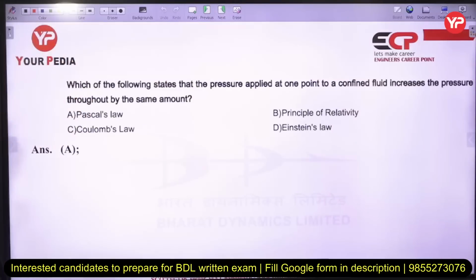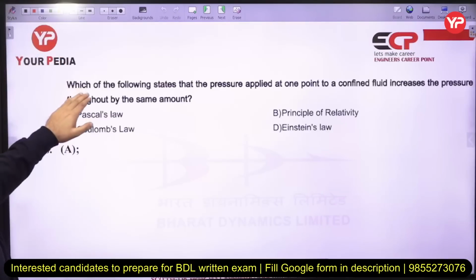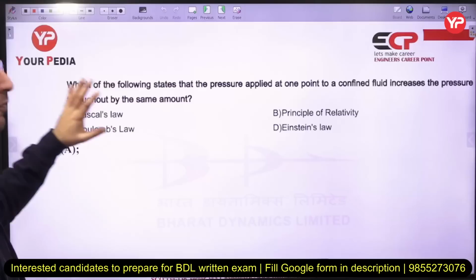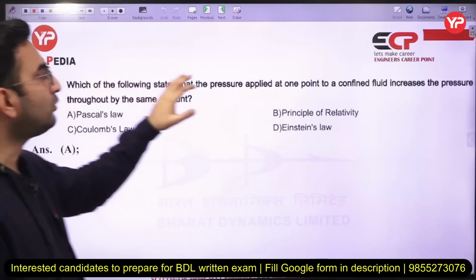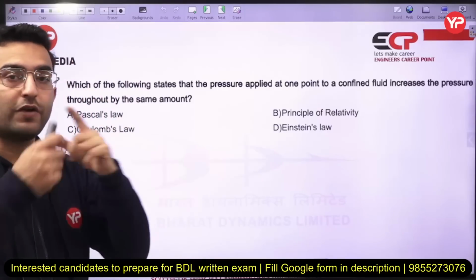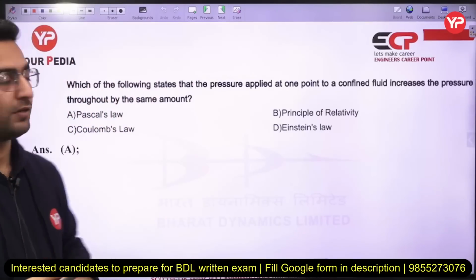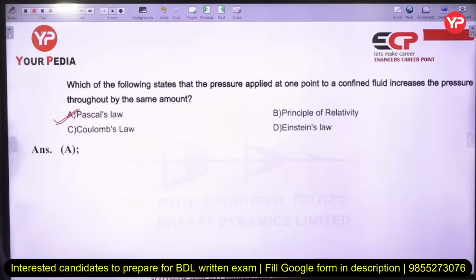Next part, which of the following states that the pressure applied at one point to a confined fluid increases the pressure throughout by the same amount? See, this statement is related to the Pascal law. Why so? Because the Pascal law states that whenever you are applying a pressure at one point in a confined fluid, it is equally transmitted in all the directions here, okay. So that will be the statement of the Pascal law here. So option number A is going to be the correct one here.